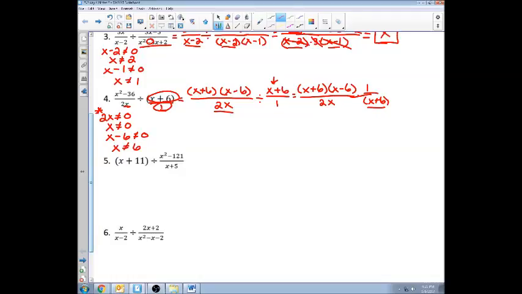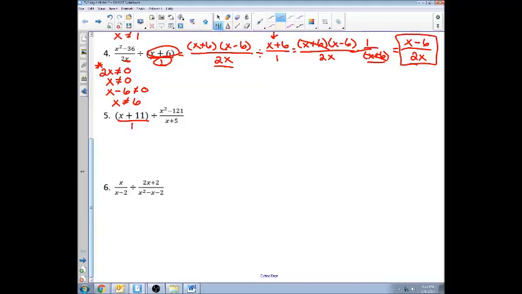At this point, I have all my restrictions stated. I have everything as factored as possible. I'm going to go ahead and cross out what I can. I'm left with x minus 6 over 2x. Okay? On to problem 5. Just like in our last problem, I have a binomial by itself, so I'm going to go ahead and put that over 1. X plus 11, there's nothing I can do with that, so I'm going to leave it alone. There's also nothing I can do with this 1, so I'm going to go ahead and put that x plus 11 over 1. Okay.